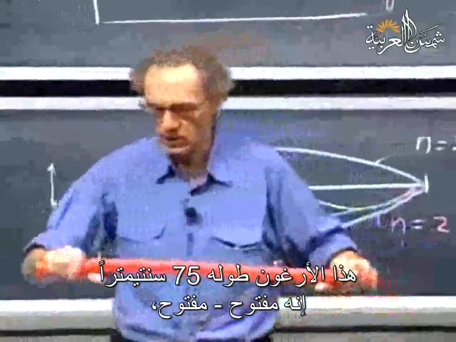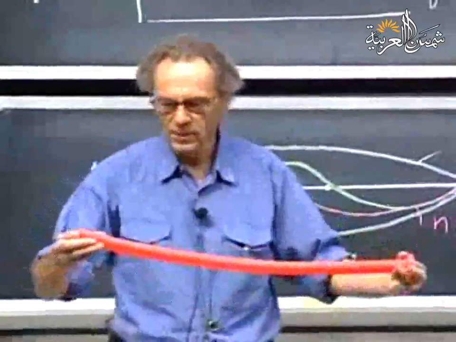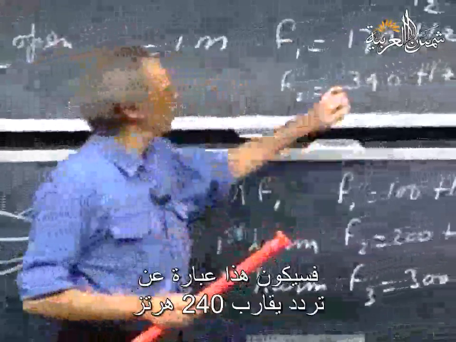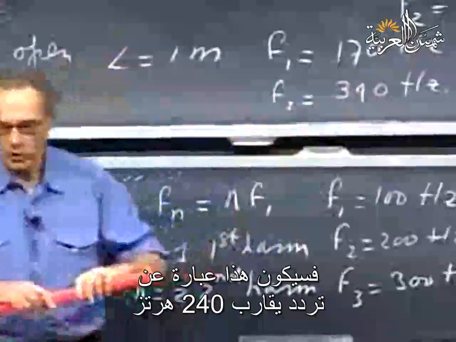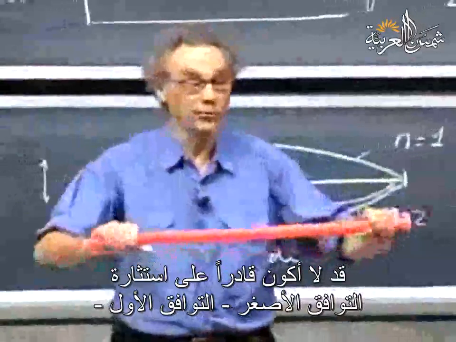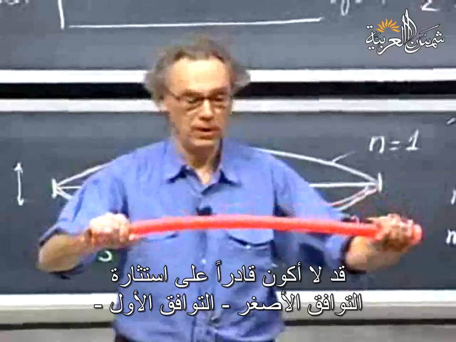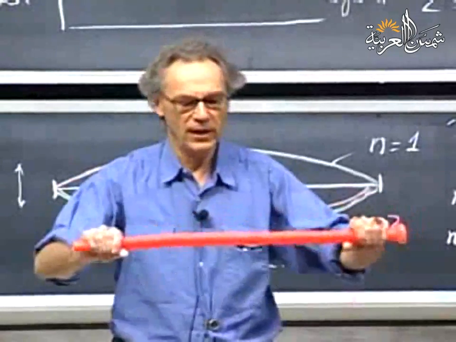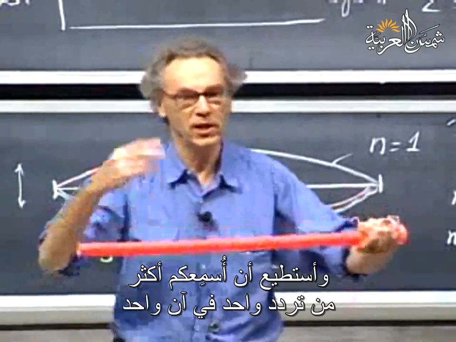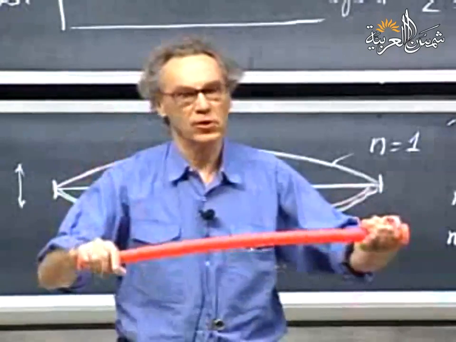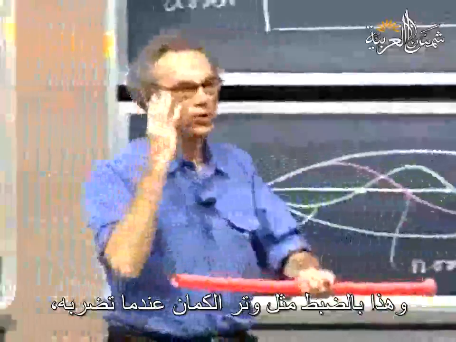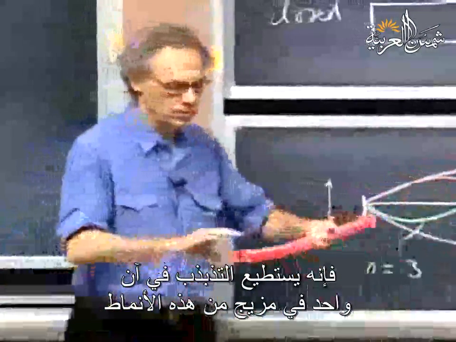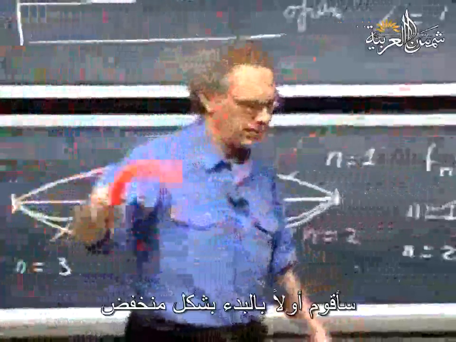This one is 75 centimeters long. It's open-open. And if I were able to hit the first harmonic, that would be a frequency of about 240 hertz. I may not be able to excite the lowest harmonic, the first harmonic, but I'll try. But certainly the higher harmonics are very easy to excite, and I can make you even listen simultaneously to more than one frequency. Just like the violin string, when you strike it, can simultaneously oscillate in a combination of these modes. So let me swirl this around. I'll first start low.